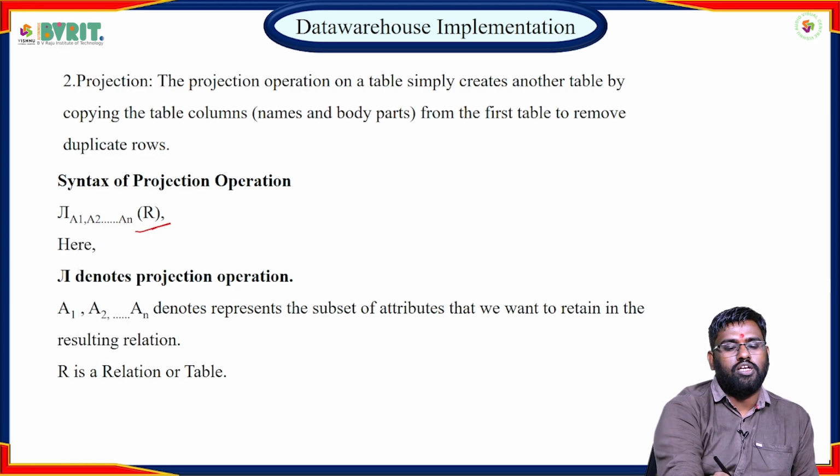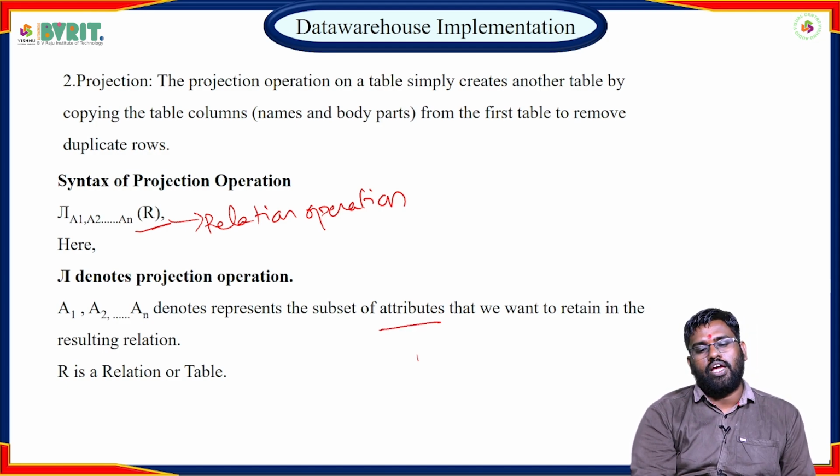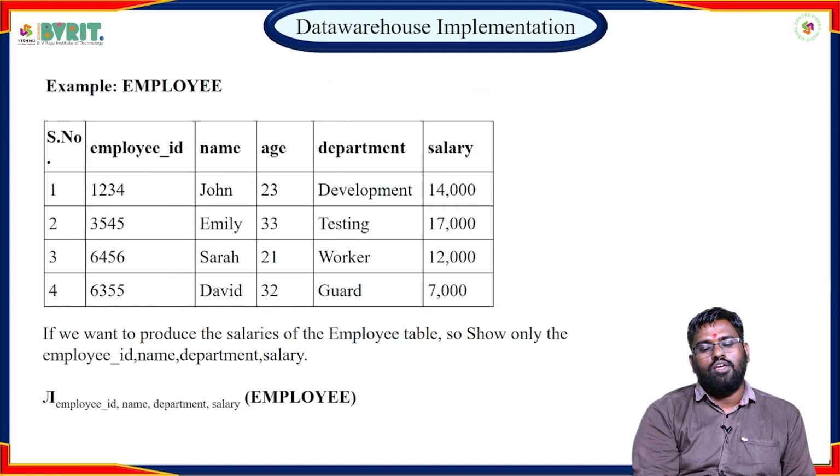This is the relation operation. A1, A2 and so on are all the attributes, a subset of attributes in the given example. So I will show you what that relation is and what conditions we have to take in the projection. See this, we have the employee table.